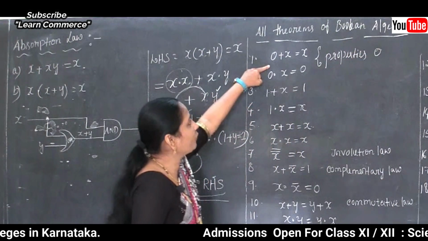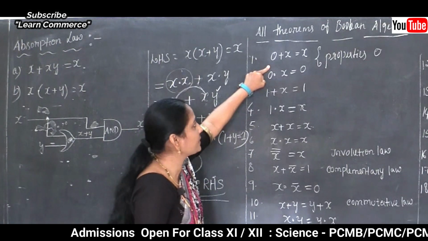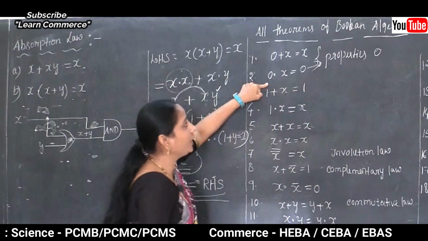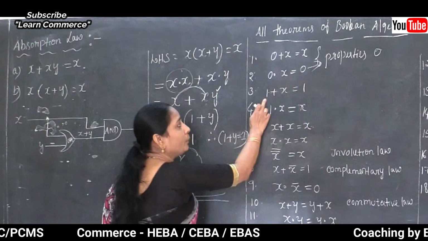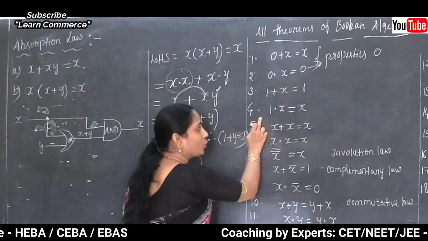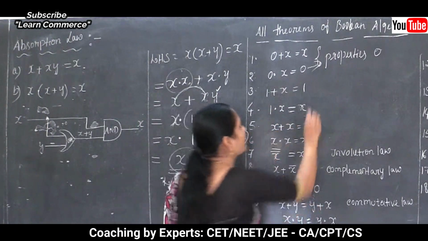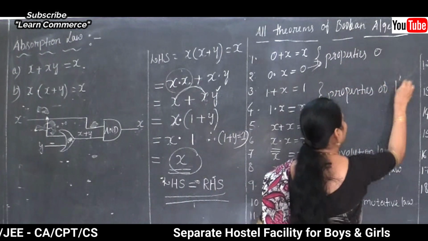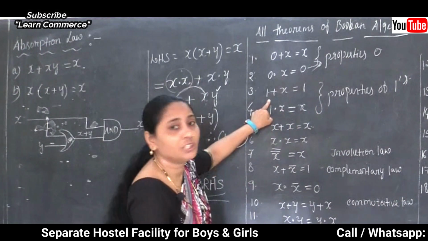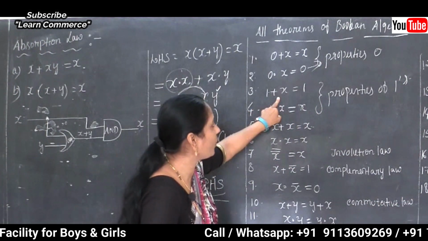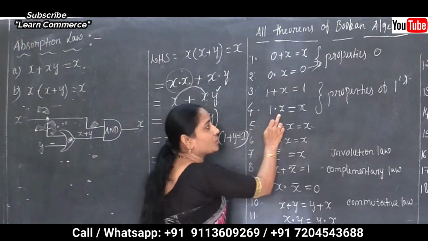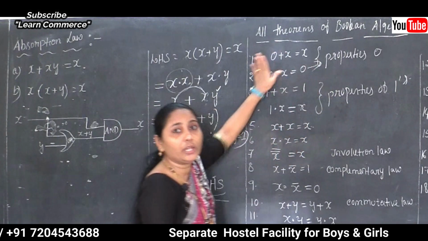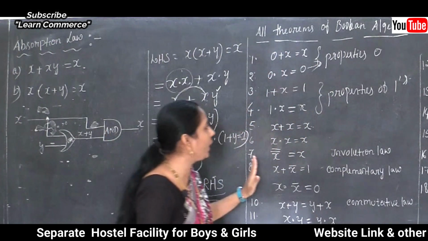Clear this point here? The first law, 0 plus x is equal to x, and 0 and x is equal to 0. So this is the property of 0 here. Now the third law, 1 plus x is equal to 1, and the fourth one, 1 and x is equal to x. So this one is about the properties of 1. So totally 4 laws are there in our properties of 0 and 1.